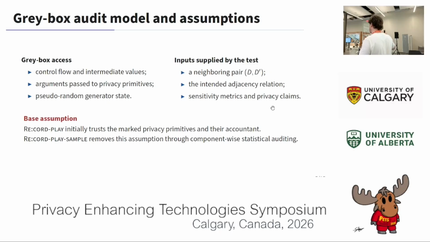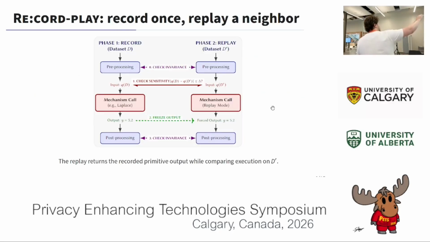We can check the sensitivities across them, and we can replay that again for different databases that may change by a record, etc., to actually test the promise you're making to the end user. And so that's exactly what we do. We call it record replay.